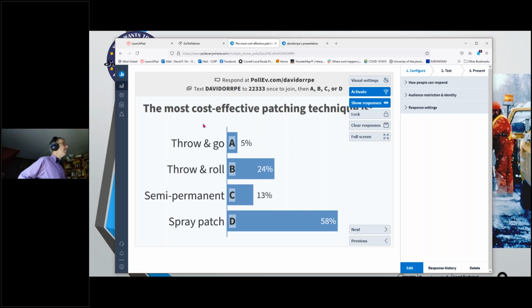Okay, we got people, I got a D in there, so that would add to the spray patch. Okay, we've got quite a variety. Over half of you said spray patch, throw and roll, semi-permanent, get a few, and I got a couple for throw and go. Okay, so let's talk a little bit about what the proper answer is here.